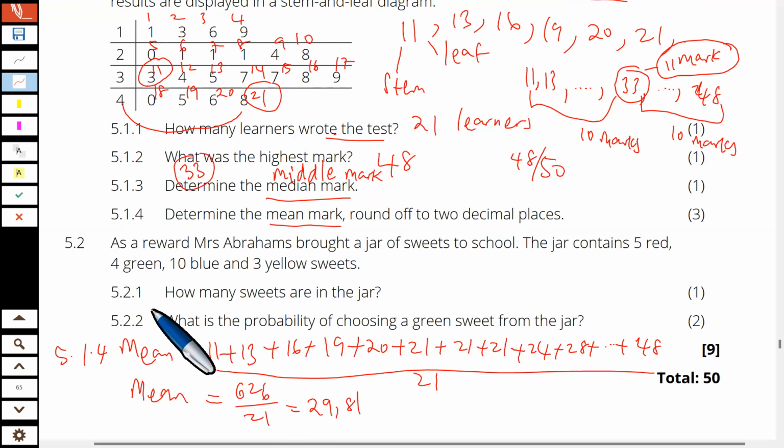Okay, so the mean mark is also called the average mark. It's also called the what? It's called the average. Mean is also called the average. So you add everything and divide by the number of the items. The items are 21, like here, the 21 marks. So you add all the marks and divide by 21, and you get this.